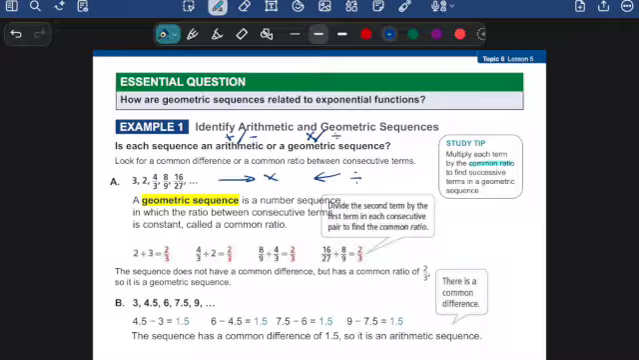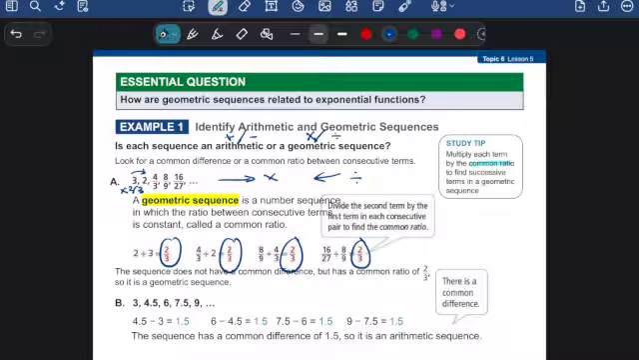And if we do that, we can see 4/3 divided by 2, 8/9 divided by 4/3, 16/27 divided by 8/9. We get a common ratio. We're multiplying by 2/3 each time. Okay, so we multiply by 2/3 each time to get to the next term in our sequence. So this is geometric.